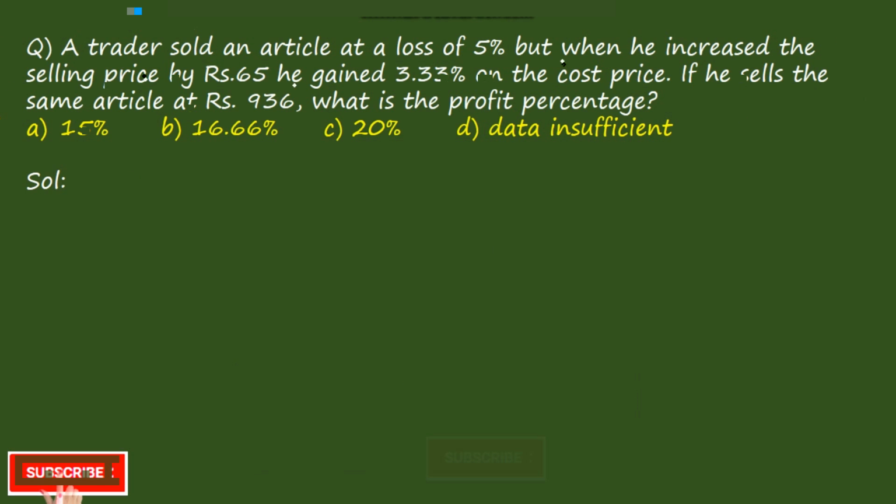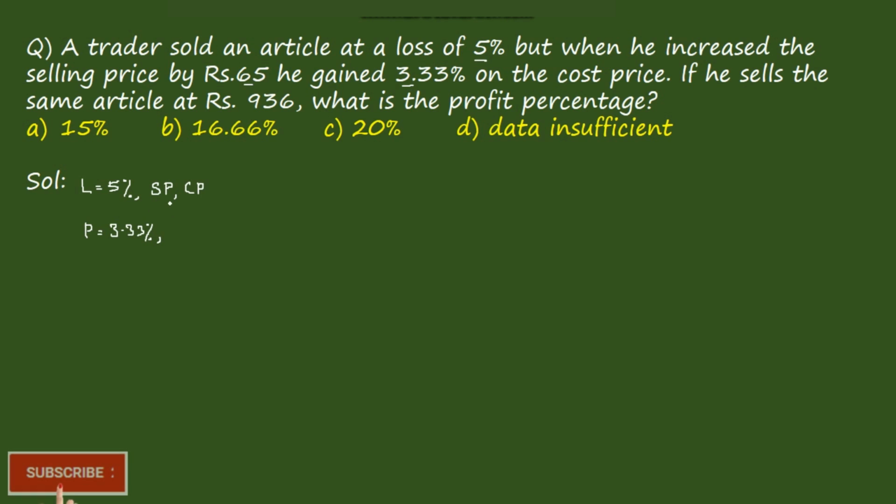Come to the next question. A trader sold an article at a loss of 5%, but when he increases the selling price by 65 rupees, he gains 3.33% on the cost price. If he sells the same article for rupees 936, what is the profit percentage? Okay. First, we understand the question. They say the trader sold an article at a loss of 5%. So they have given the loss, which is equal to nothing but 5%. Then there will be some selling price and some cost price also, right? Now they are saying when he increases the selling price by 65 rupees, he gains 3.33% on the cost price. Now again they are saying the profit he got is 3.33% with the other selling price.